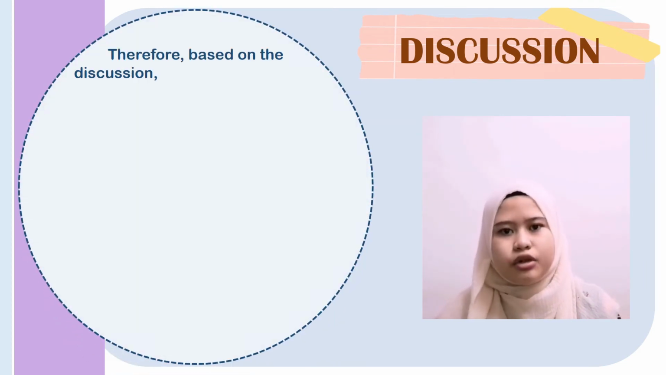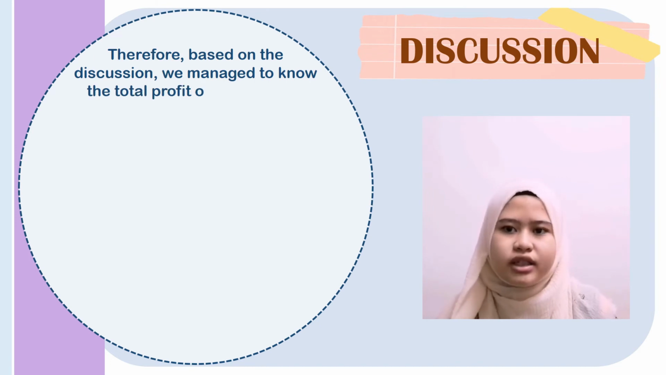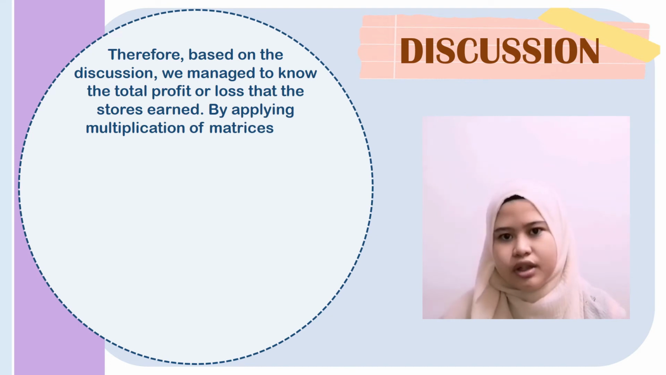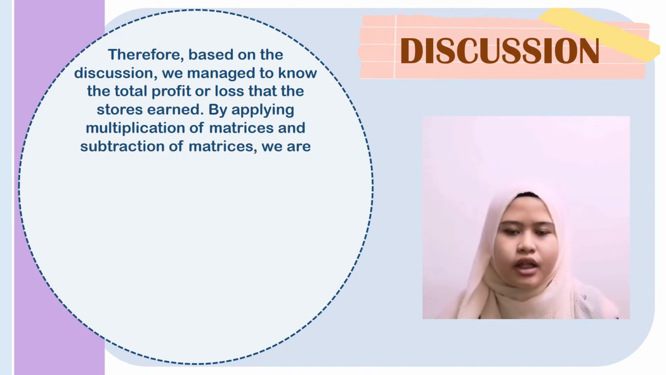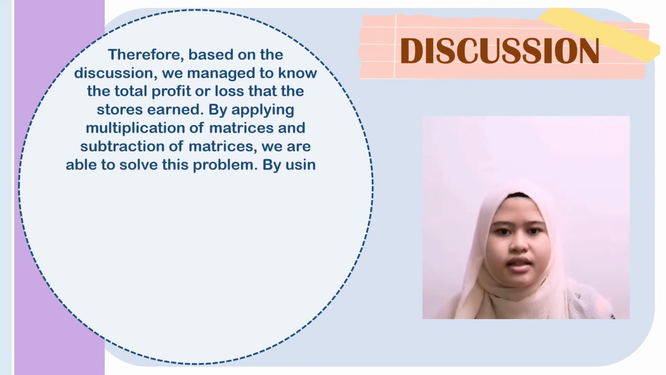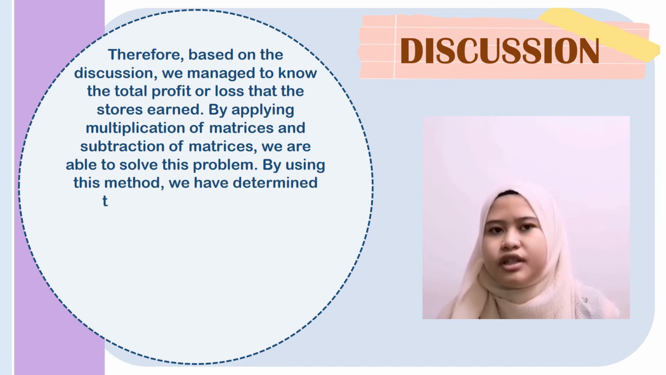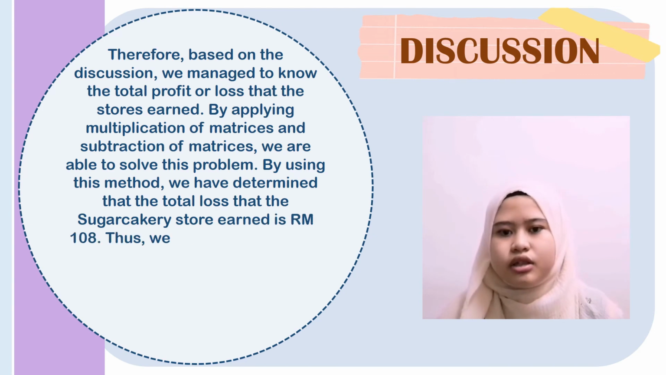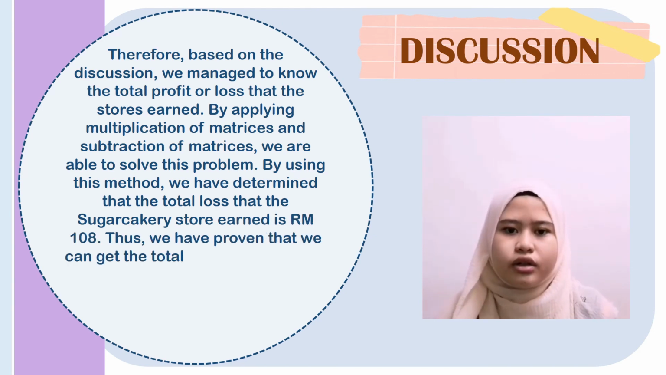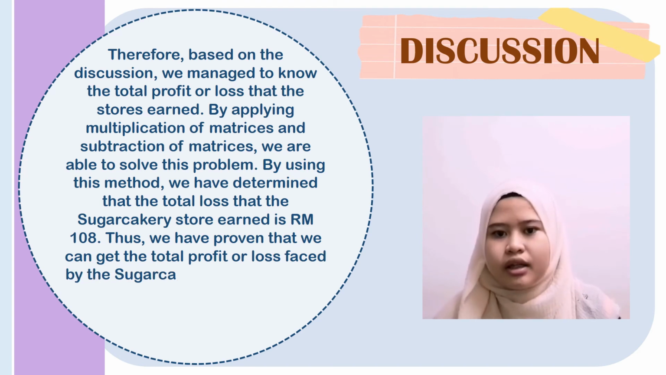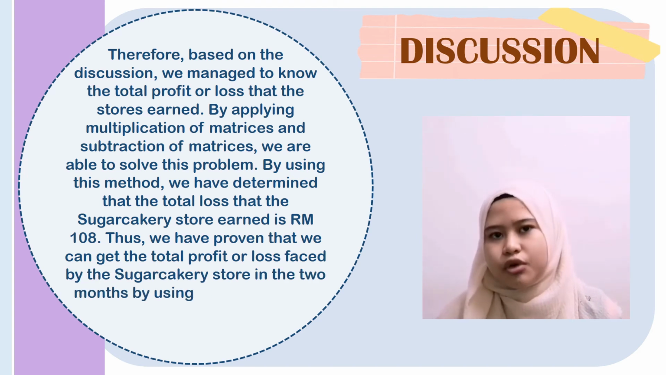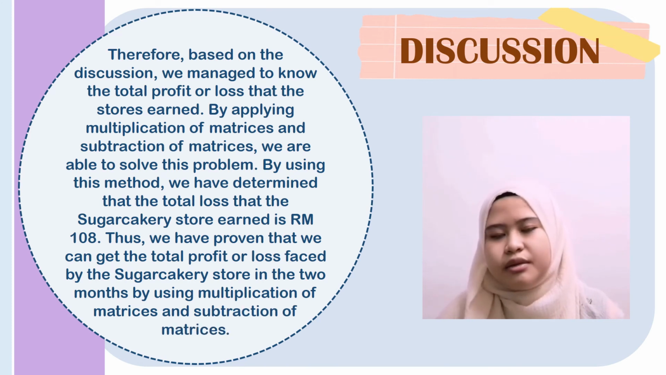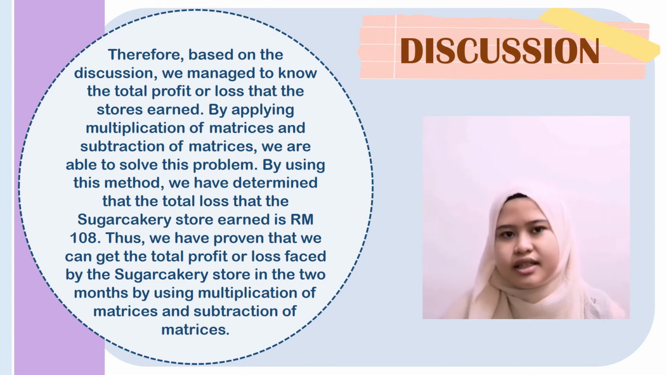Based on the discussion that our group has done, we managed to know whether the sugar bakery store earned profit or loss. At the same time, we also managed to get the exact total profit or total loss that the store has earned. By applying multiplication of matrices and subtraction of matrices, we are able to solve this problem. By using this method, we have determined that the total loss that the sugar bakery store suffered is 108 ringgit Malaysia. Thus, we have proven that we can get the total profit or total loss faced by the sugar bakery store in the 2 months by using multiplication of matrices and subtraction of matrices.